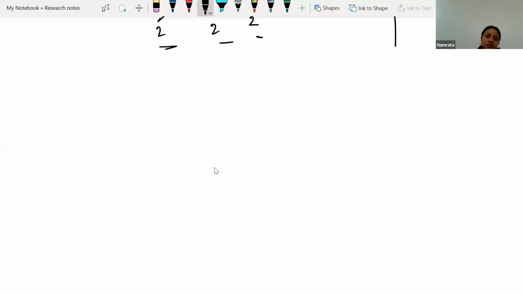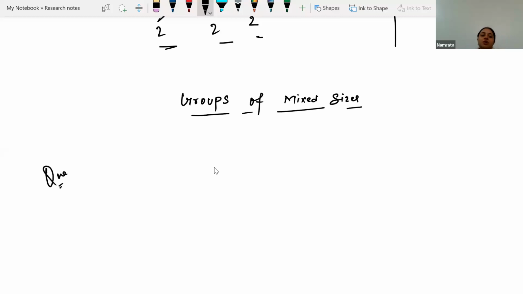Now, suppose we are having groups of mixed sizes. If sizes are mixed, like a few are the same and a few are not, just like the concept of permutations, then we will solve it the same way we used to do for permutations.